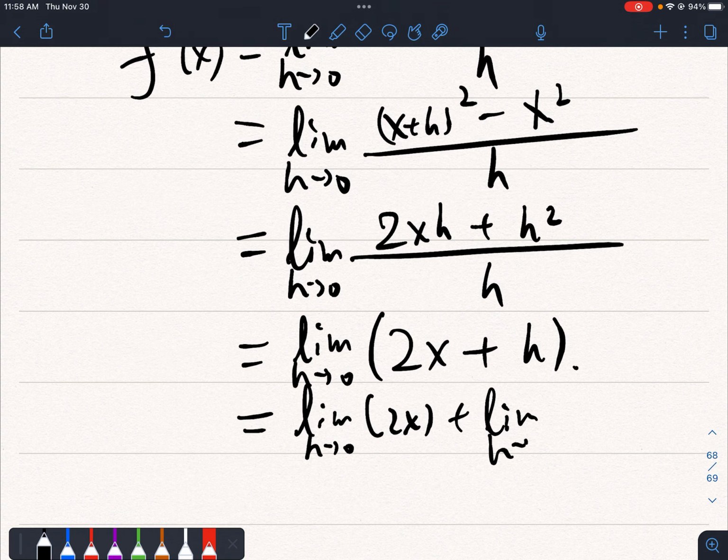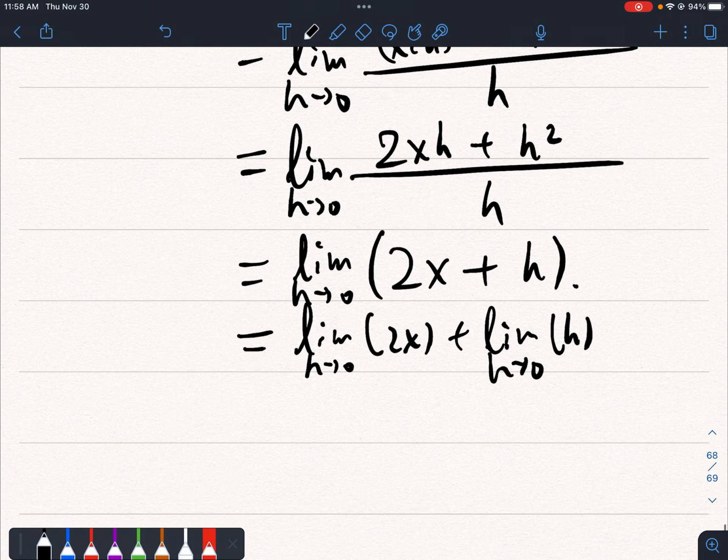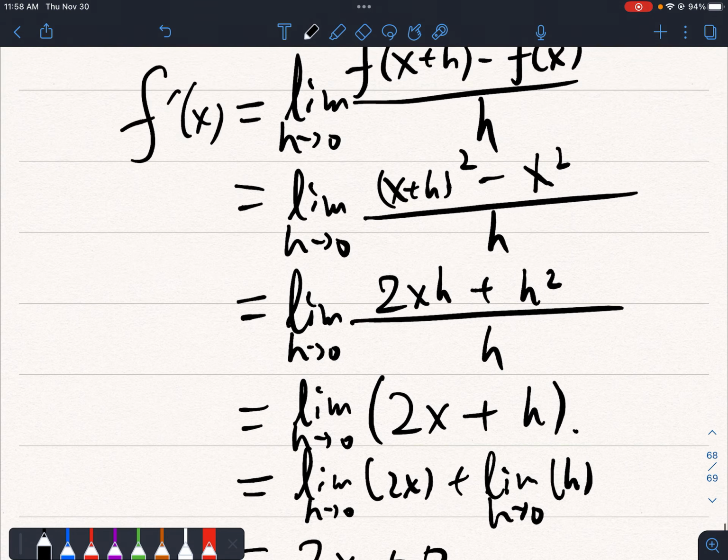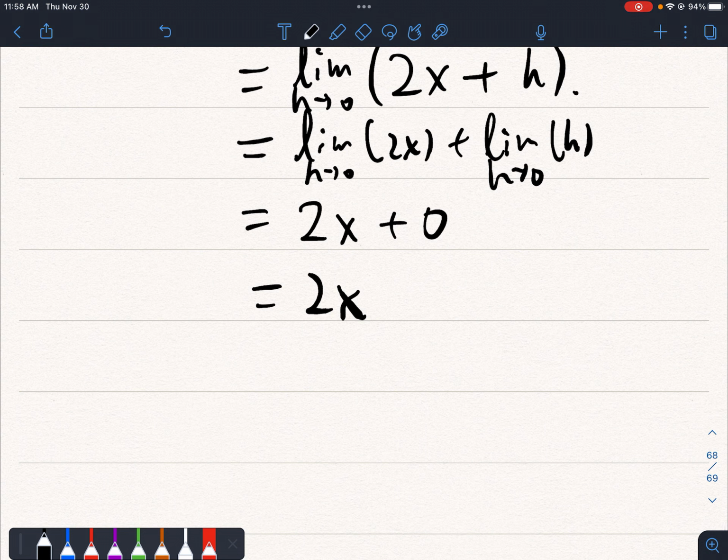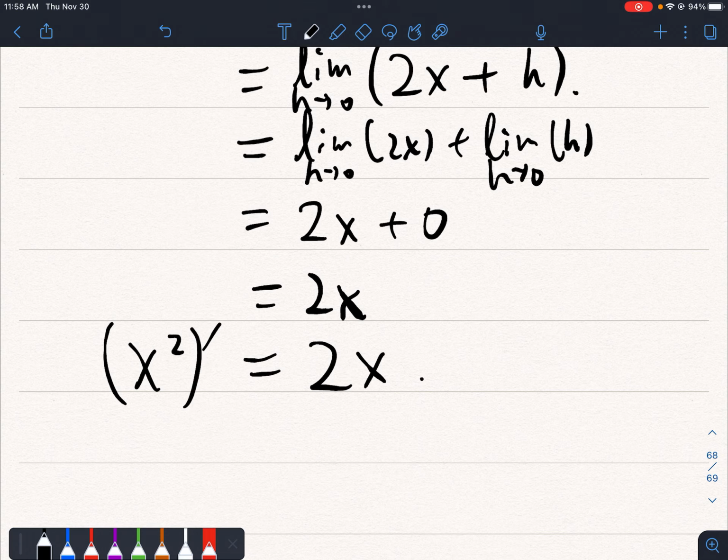Because if you want to write it rigorously, then it is the limit of 2x plus the limit as h approaches 0 of h. And you can write it in this way because both limits exist. And this is a constant, so this is 2x, and this is 0, so this is 2x. Which means the derivative of x squared, for simplicity, is denoted by x squared prime, okay?